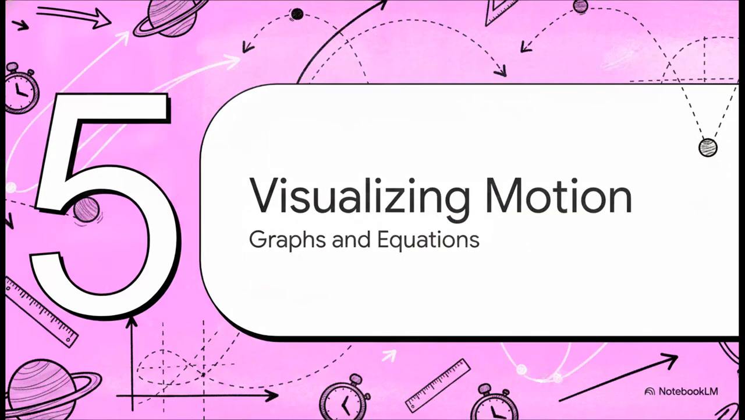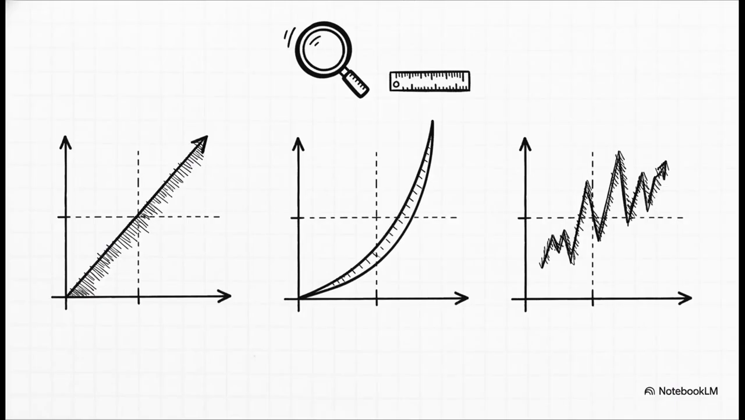Section 5. Visualizing and predicting motion, graphs and equations. To actually understand motion visually, physicists rely heavily on three specific tools: distance time, velocity time, and acceleration time graphs. By plotting data on these, we can instantly visualize trends and calculate speed, velocity, and distance traveled literally at a single glance, without getting completely lost in the numbers.